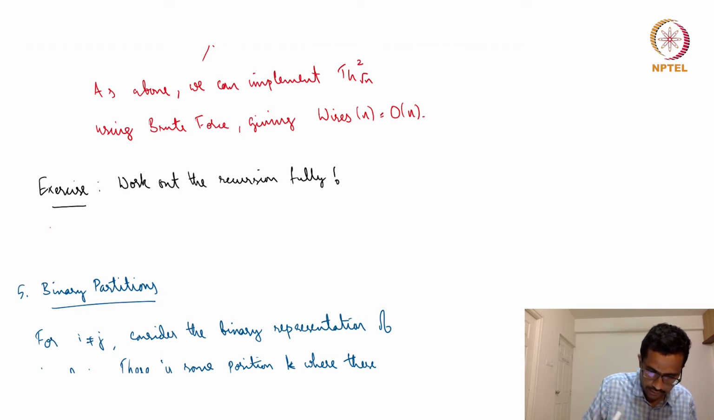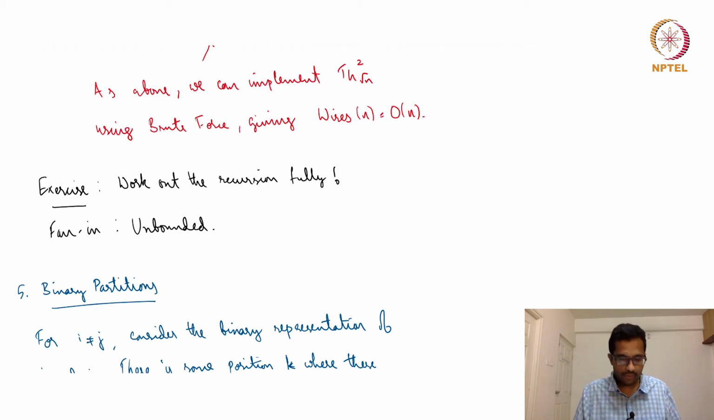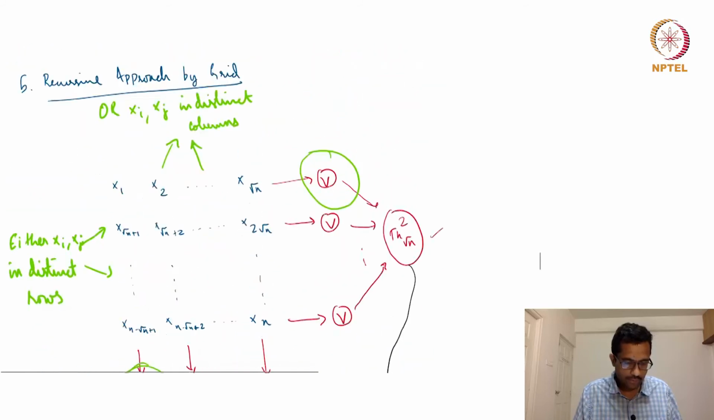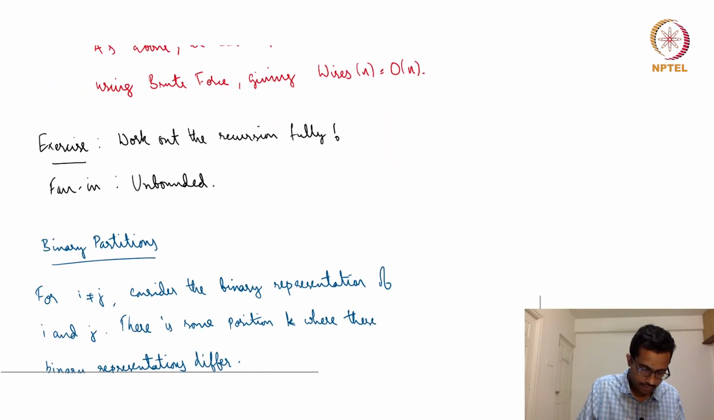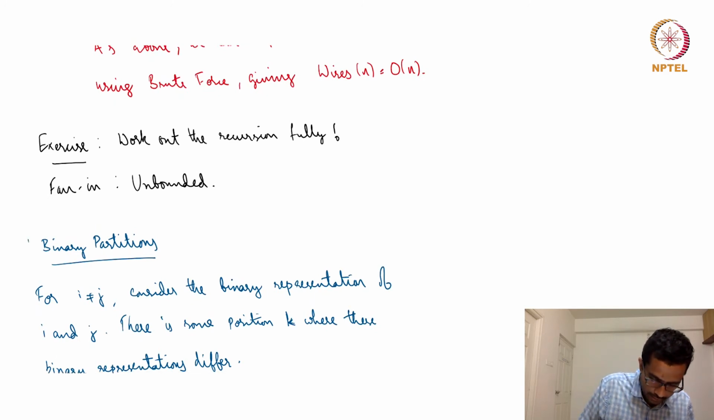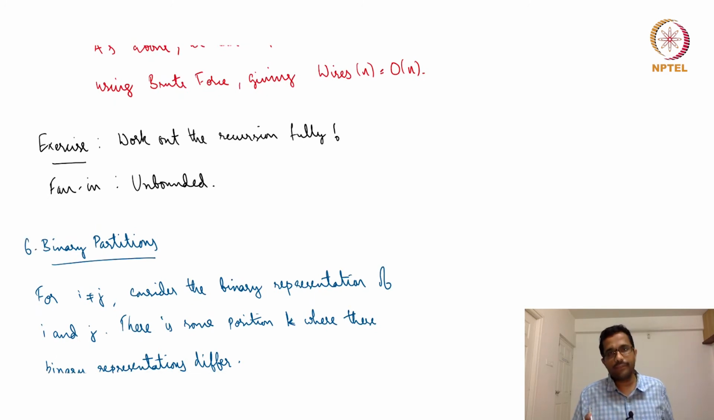I'll just write that Fanon, and as an exercise you can work out the recursions. So this is the grid recursive approach with the grid, but again need not be recursive. And finally, number 6 is binary partitions. Again, the idea is the same here.